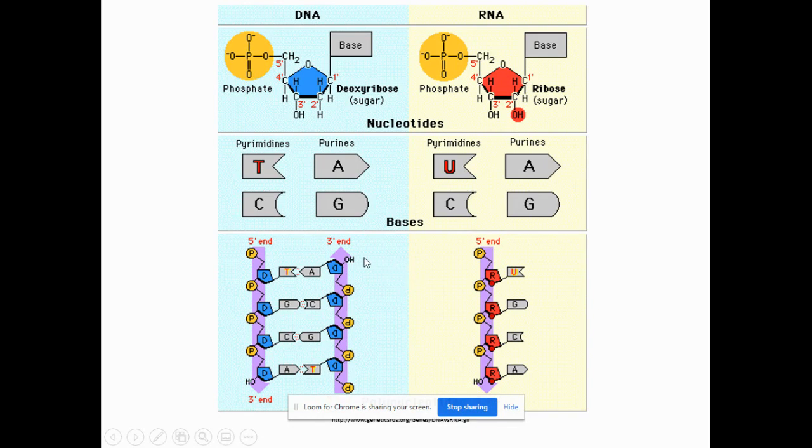And then the third major difference is that DNA usually exists as a double-stranded molecule. So here's one strand of DNA and another strand of DNA bonded together to make a complete molecule of DNA, so it's double-stranded, whereas RNA usually exists as single-stranded. So there are 3 major differences between DNA and RNA: the pentose sugar, deoxyribose versus ribose; the nitrogenous bases, thymine in DNA, uracil in RNA; and the overall structure, a double-stranded molecule in DNA and a single-stranded molecule in RNA.